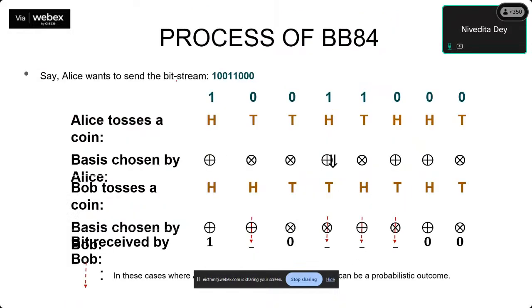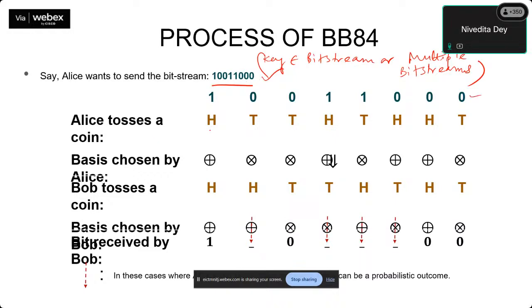Say Alice wants to send the bit stream this. This is not the key, this is just the bit stream. The key will be a subset of the bit stream, or say multiple bit streams also, one key can be generated. Okay. So say Alice wants to send the bit stream 1001 1000 to Bob.